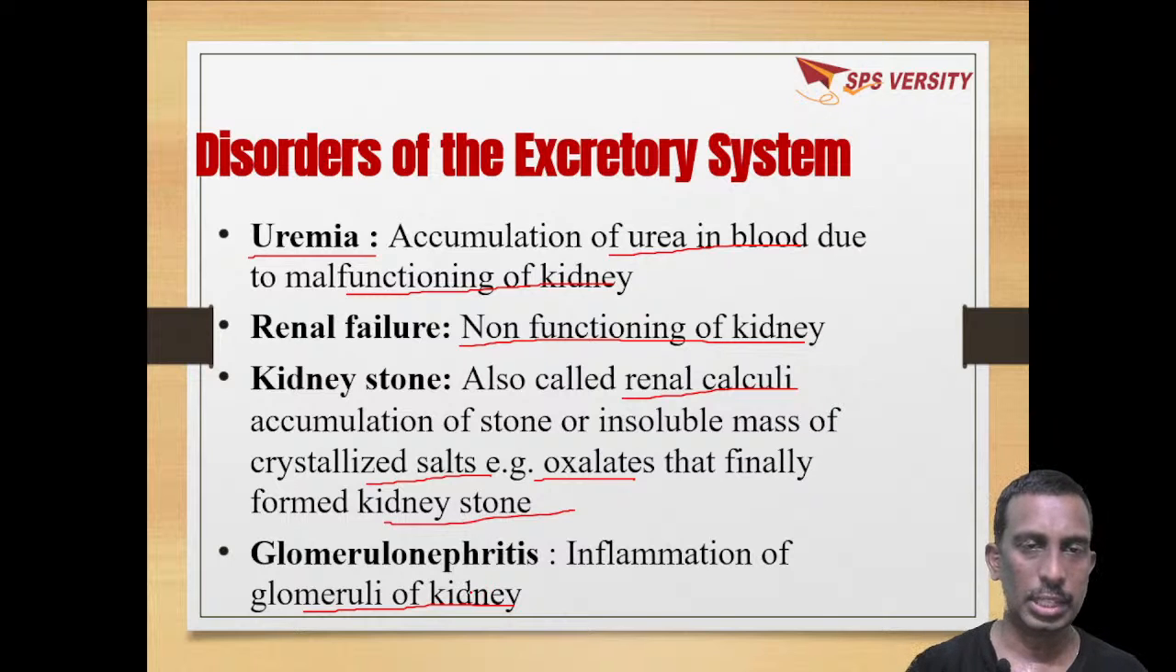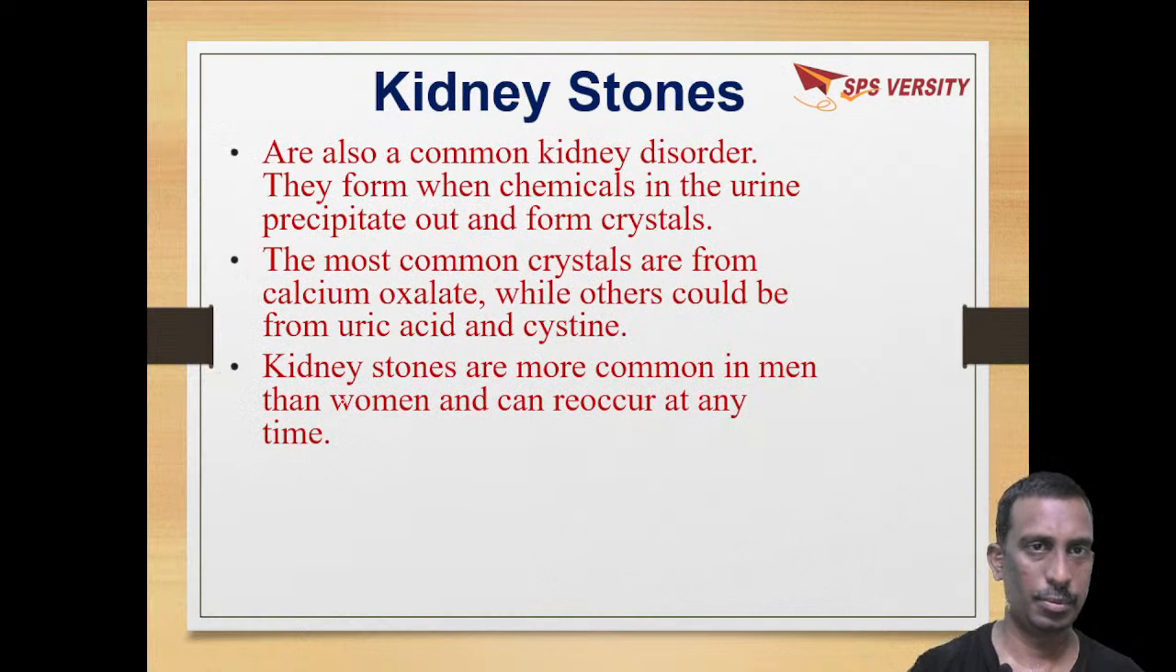Okay. So these are different disorders which are seen: uremia, accumulation of urea in the blood; renal failure, non-functioning of kidneys; kidney stones, accumulation of crystallized salts; and inflammation of the glomerulus, that is glomerulonephritis. And nowadays kidney stones have become common due to change in lifestyle. So it is a common kidney disorder.